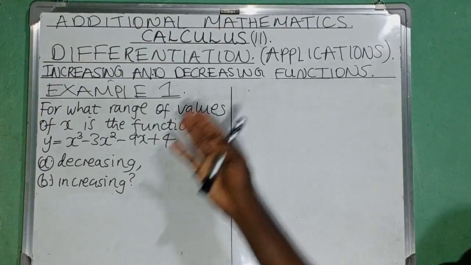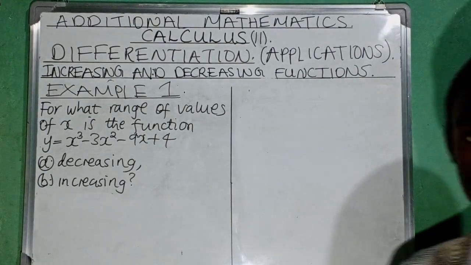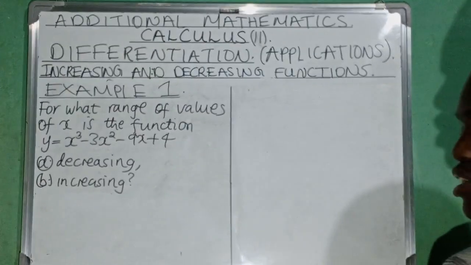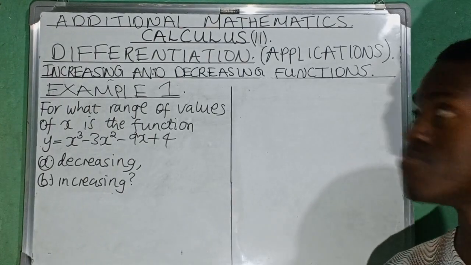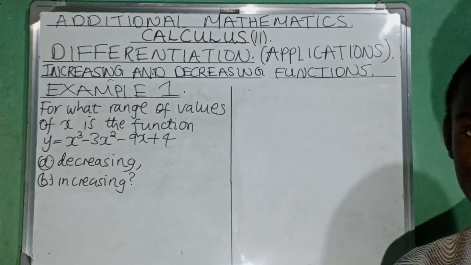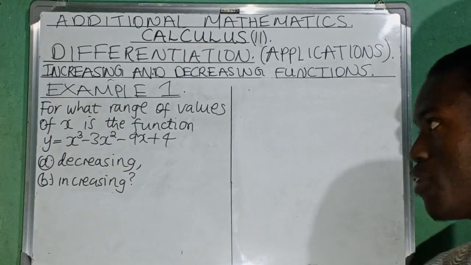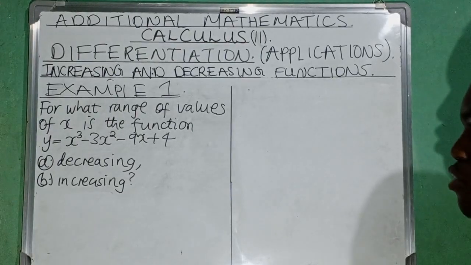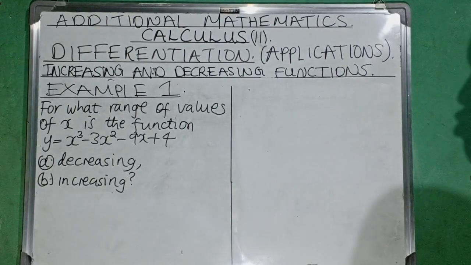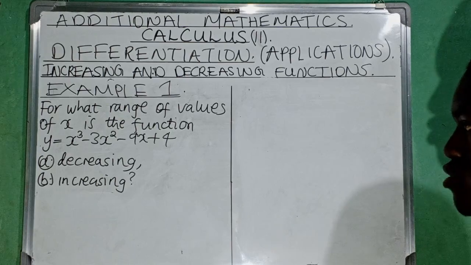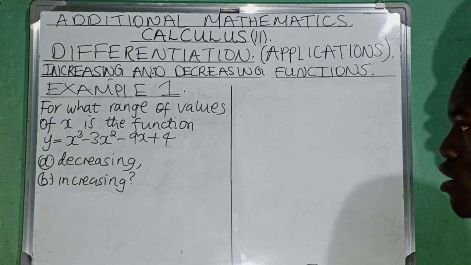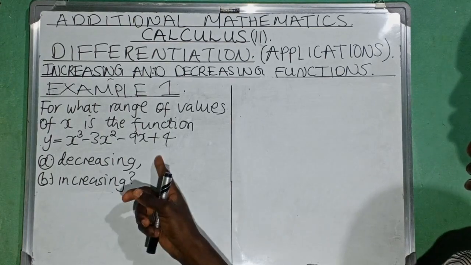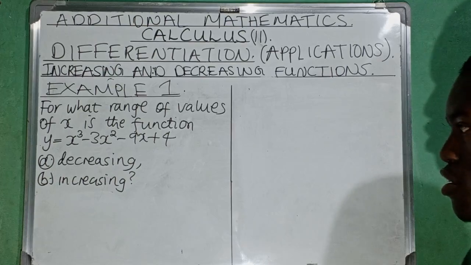This is applications of differentiation, increasing and decreasing functions. And then we have example 1. This is still under calculus 2 now. It reads: for what range of values of x is the function y equals x cubed minus 3x squared minus 9x plus 4 decreasing, and then b, increasing.